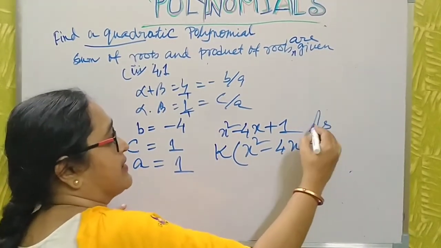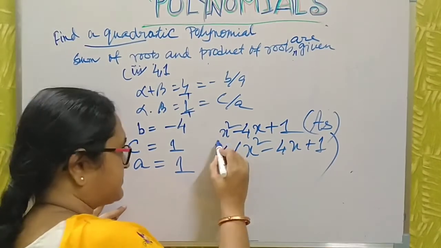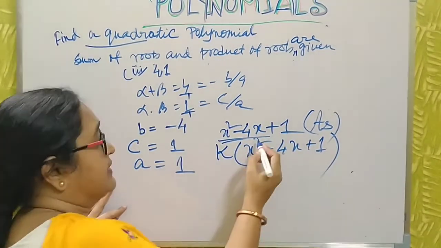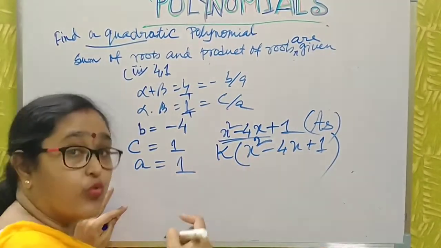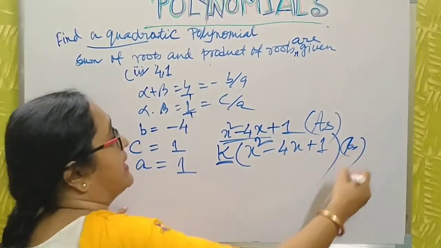The question here asks for one, so this is the answer. If the question is to find more quadratic equations, then just multiply by k.